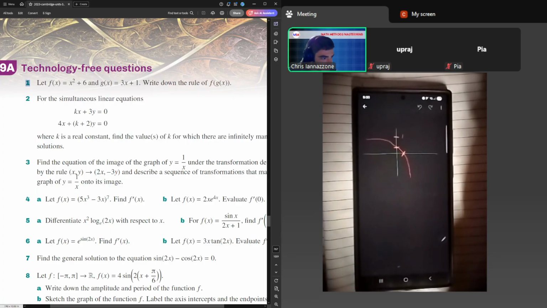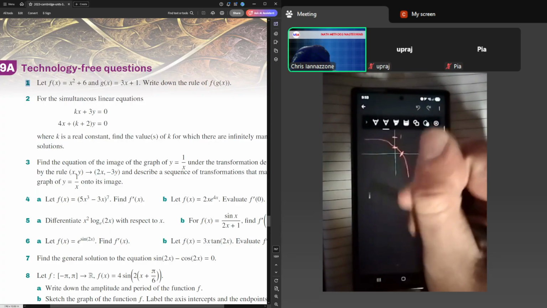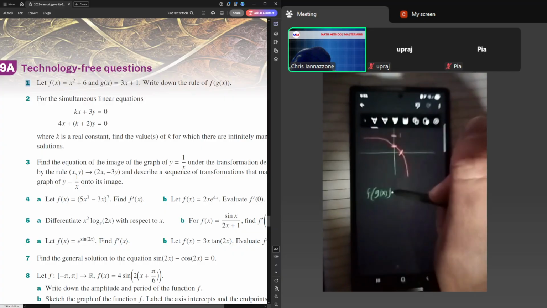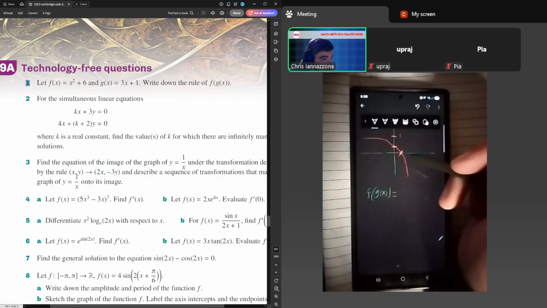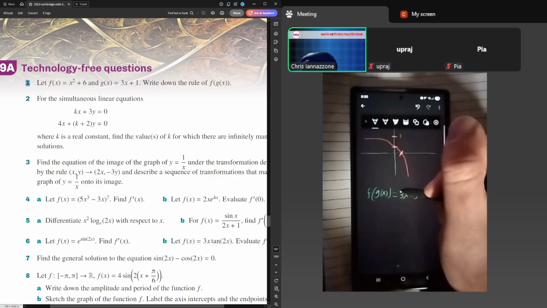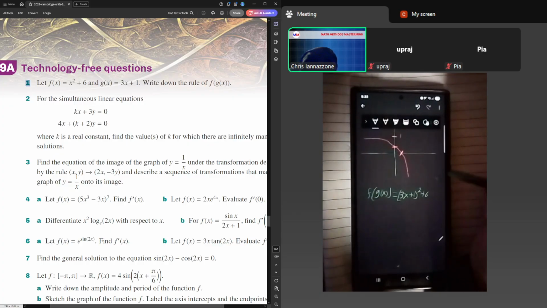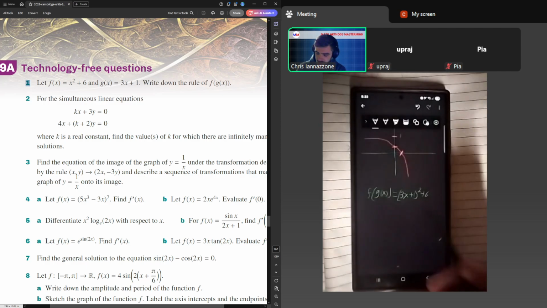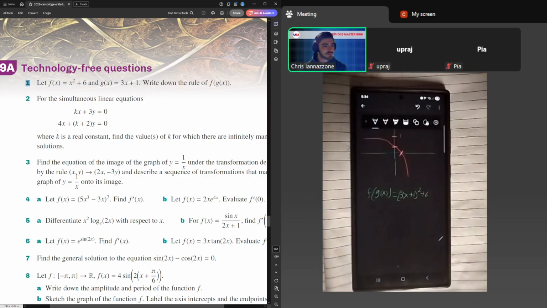So if I go to the handwritten bit, we've now got f of g of x is equal to (3x plus 1) all squared plus 6. You'd probably expand that, because this isn't guaranteed to be in a factorized form. This might not be the simplest way of doing that, so you'd probably just expand that out and call it a day.